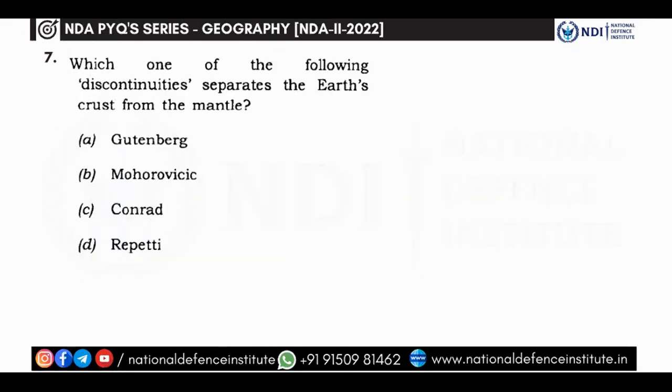So, which one of the following discontinuities separates the crust from the mantle of the earth? This is a very simple question. They are asking about the layers of the earth. In the layers of the earth, we have three layers: crust, mantle, and core. They are asking about some discontinuity. What is discontinuity? There is a difference in the density of the material.